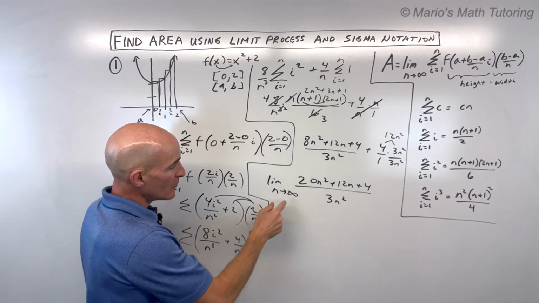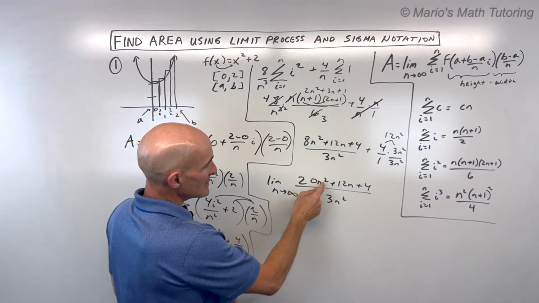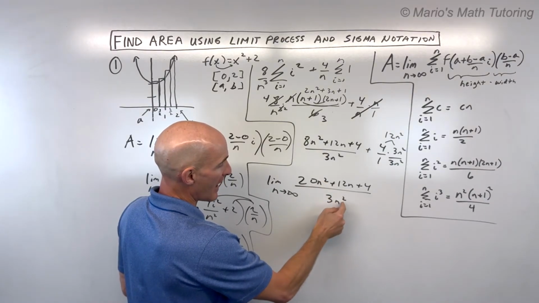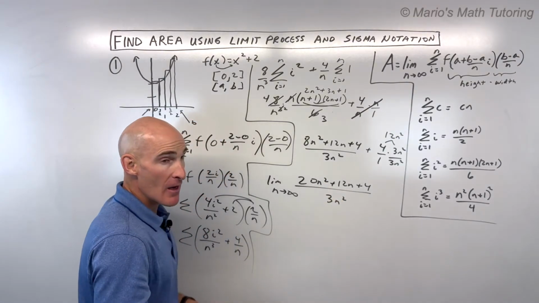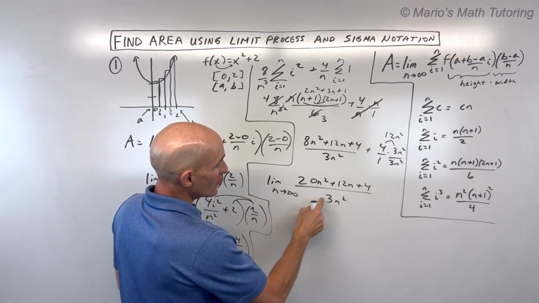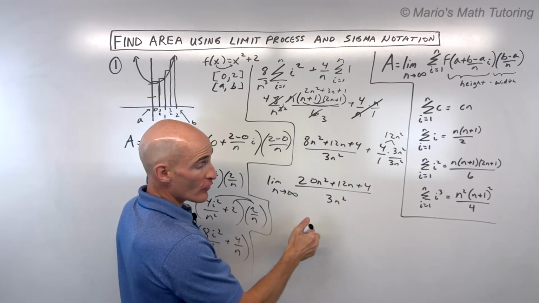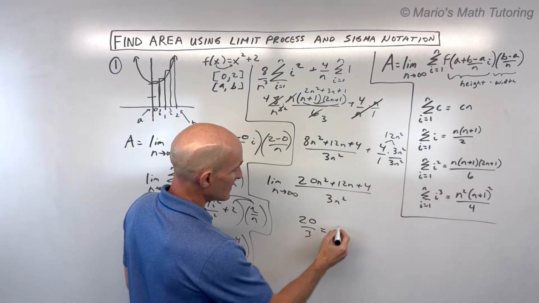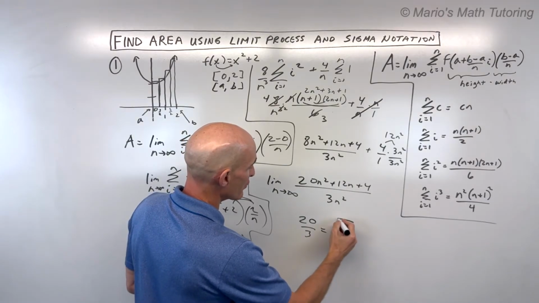But notice here, if you've learned about limits previously, you see how the highest power term in the numerator and the highest power term in the denominator, they match? They're both n squared. That means as n gets larger and larger, this is going to go to the ratio of the coefficients, 20 over 3. So this is going to come out to 20 over 3, or you could say that's like 6 2/3.